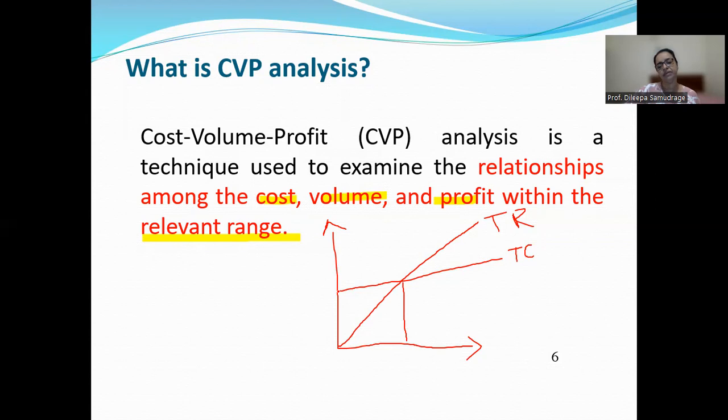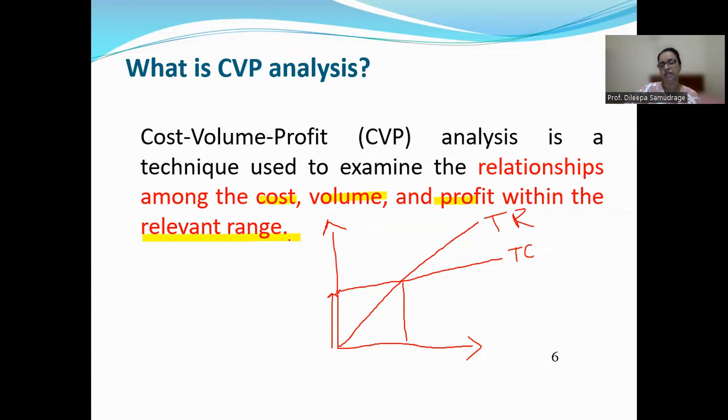Why did we start total cost from here? What is the reason? I explained these things when I explained cost structures, cost behaviors. Yes, because of fixed cost, right? Fixed cost is represented from here to here. Therefore, even though you don't sell or you don't produce any unit, you have to incur this fixed cost. So that's why you start your total cost from here.